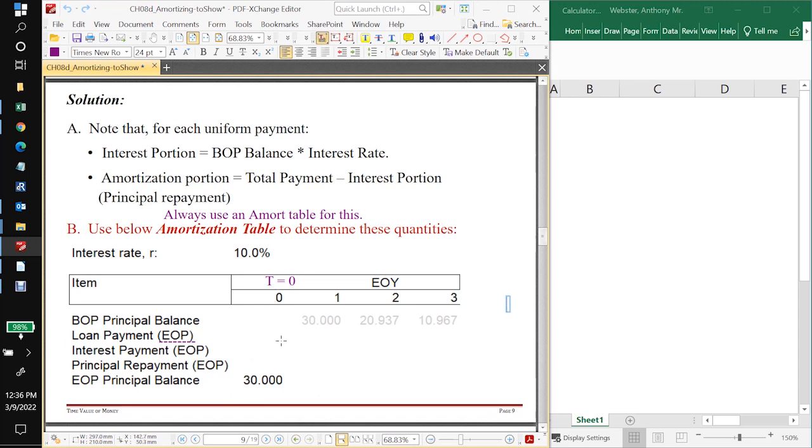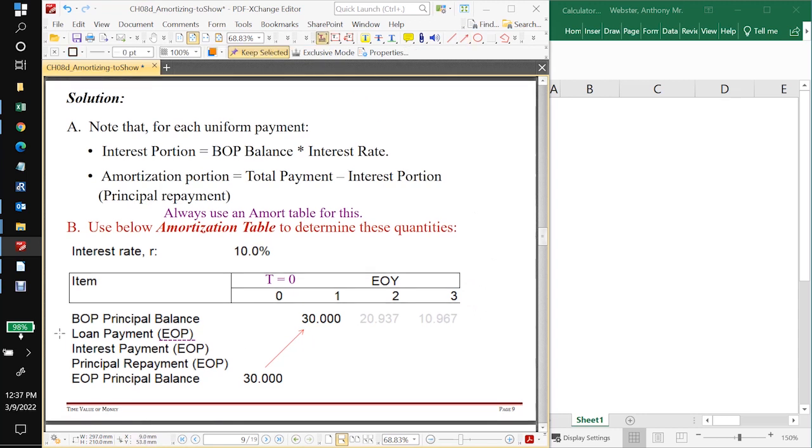Now let's go on to end of year 1. What do we have here for the beginning of period balance? The beginning balance in year 1 is always the same as the end of the prior period. This is always going to work across periods: the end of period balance in year i is equal to the beginning of period balance in year i plus 1. That's certainly going to help us out a bit.